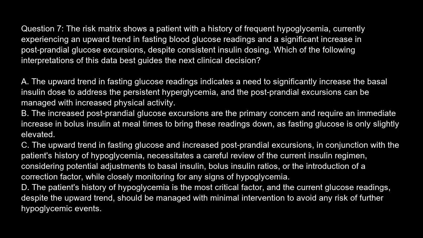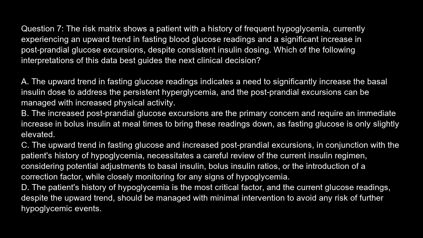Question 7. The risk matrix shows a patient with a history of frequent hypoglycemia, currently experiencing an upward trend in fasting blood glucose readings and a significant increase in postprandial glucose excursions, despite consistent insulin dosing. Which of the following interpretations of this data best guides the next clinical decision?